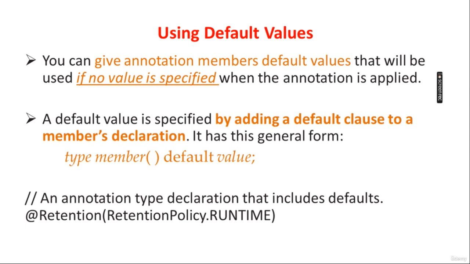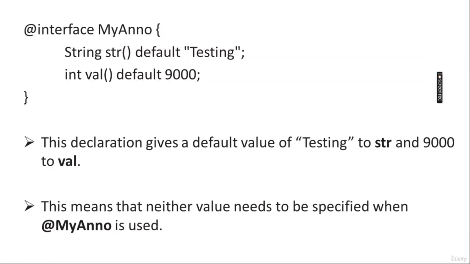The default value is specified by adding a default clause to a member's declaration. Its general form is: type member() default value. This is an annotation type declaration that includes default. So this is the example, and the general format is data type, member, default value. default is a keyword that will be used to give the default value for the particular member's declaration.